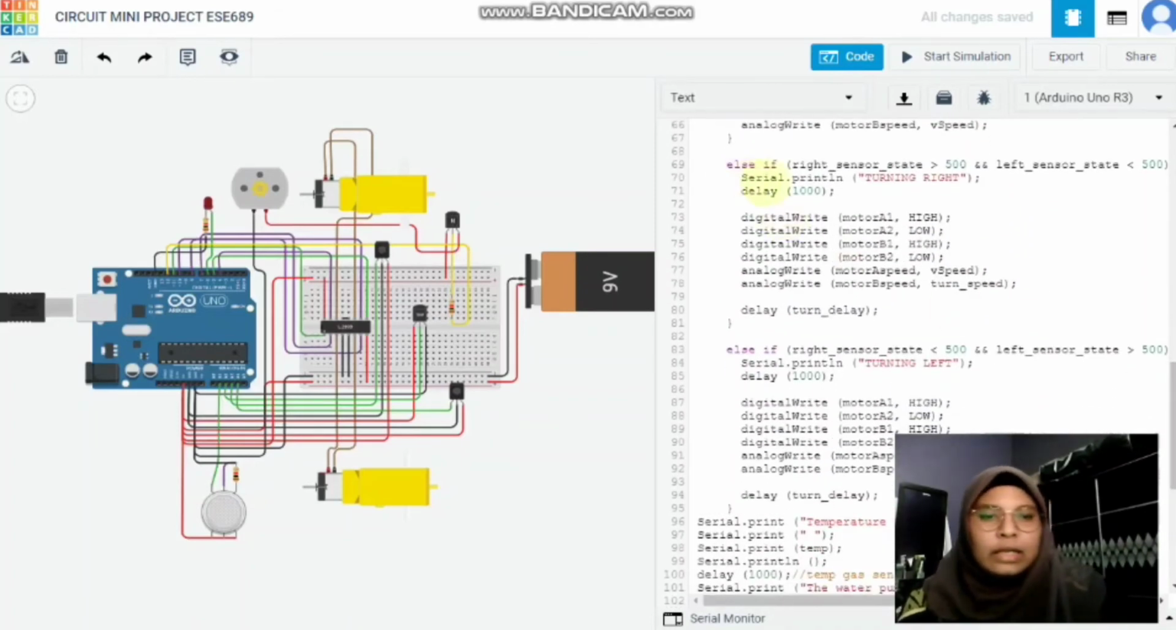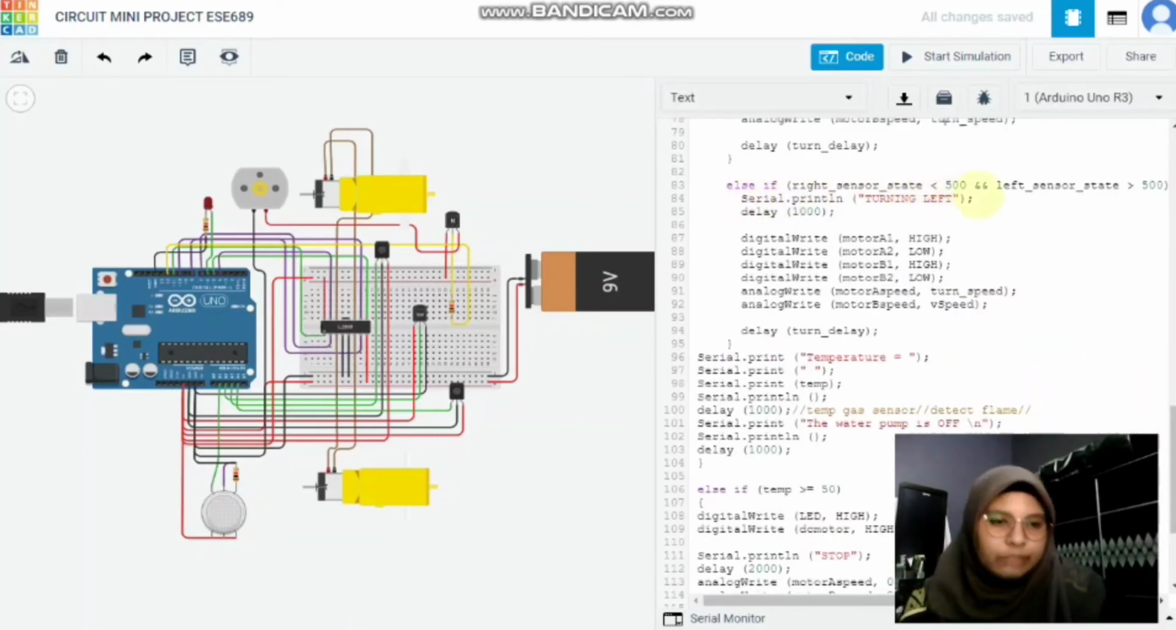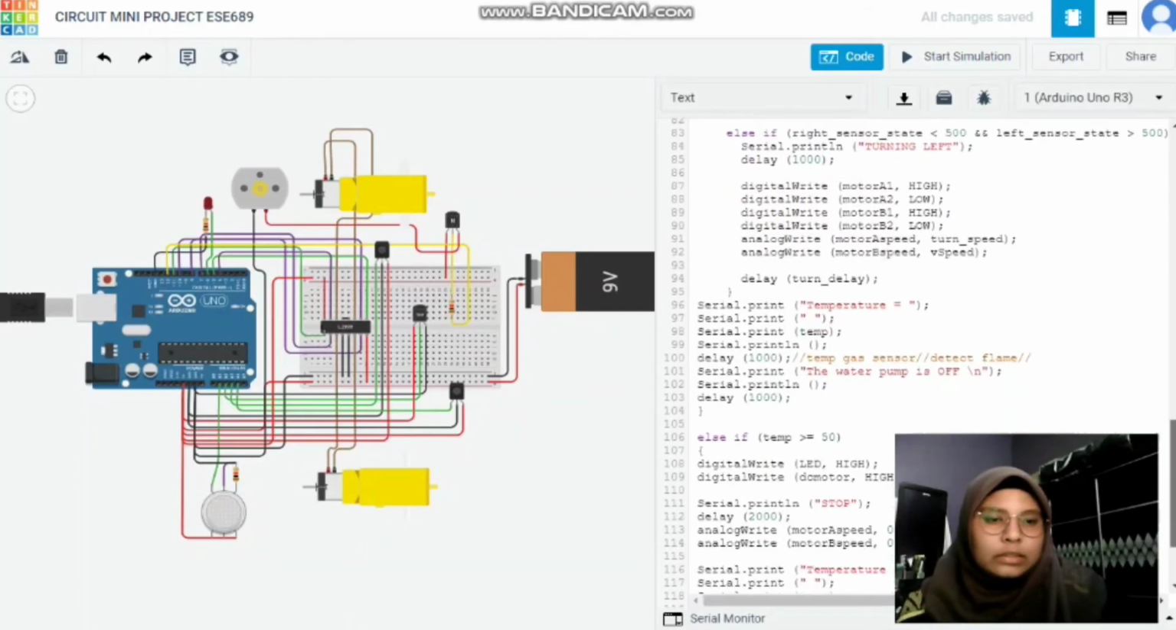Next, if the right sensor state is more than 500 and the left sensor state is less than 500, the robot will be turning right. As you can see, motor A speed has the value of 110 from just now, and motor B speed has the value of turn speed. If the right sensor state is less than 500 and the left sensor state is more than 500, it will be turning left, which means the motor A speed will be higher than the motor B speed.